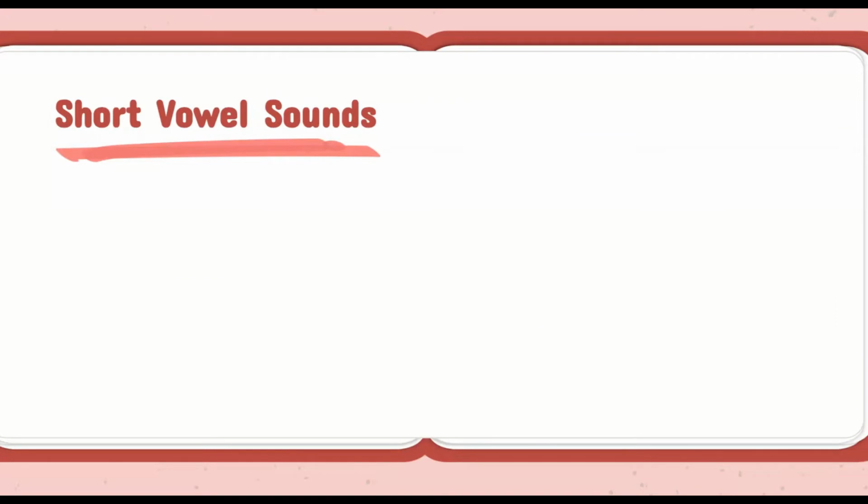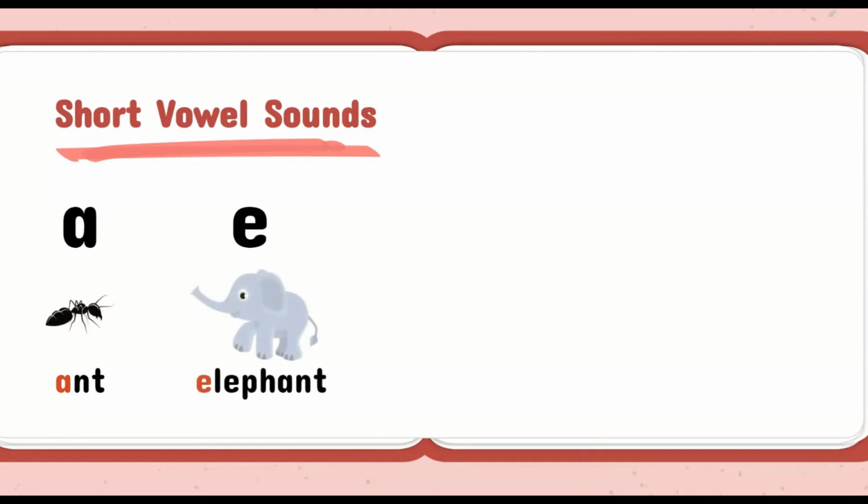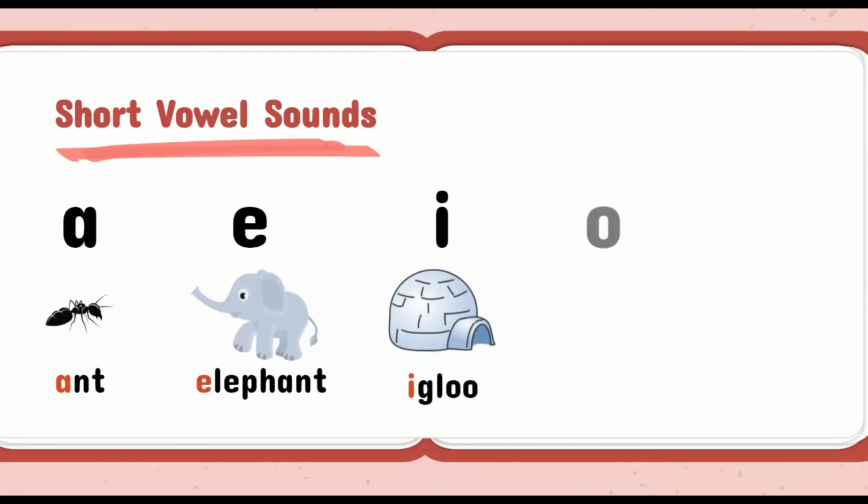Short vowels sound like this. A as in ant. E as in elephant. I as in igloo. O as in orange. U as in umbrella.